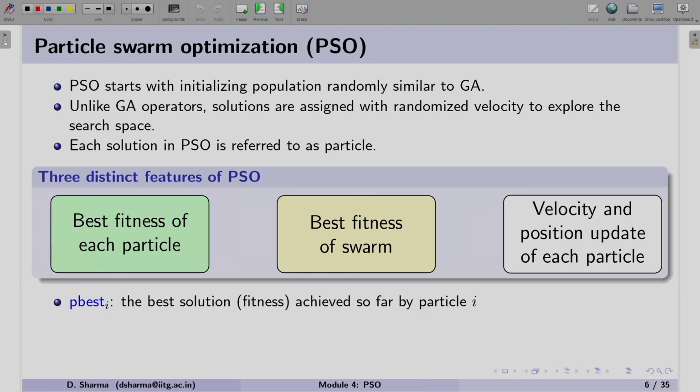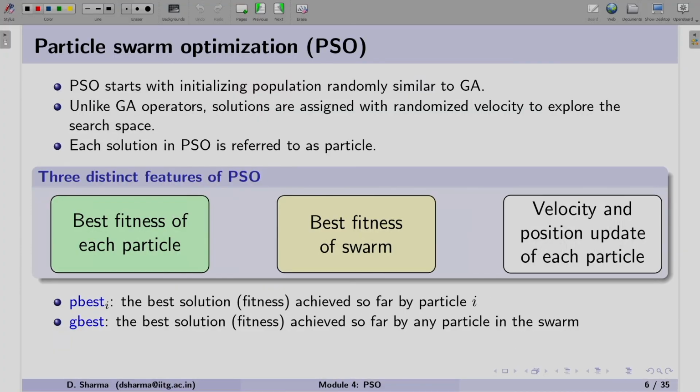When we talk about the best fitness of each particle, we target the P best, and the subscript i says that it is the P best of solution i. This P best is called the best solution achieved so far by the particle i. How can we know that? We compare the fitness value of this particle with its previous position. So we keep the column vector of decision variables corresponding to the position which gives the best fitness.